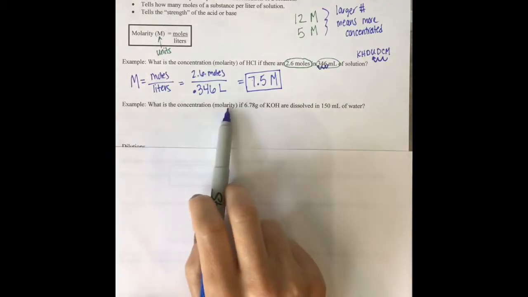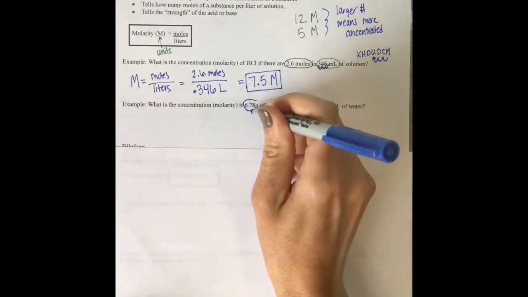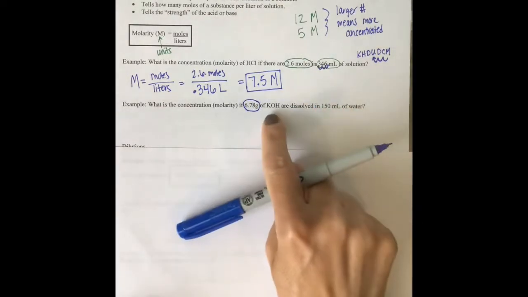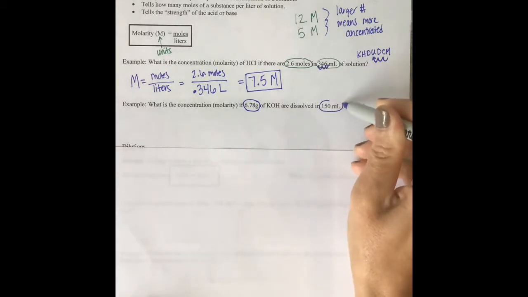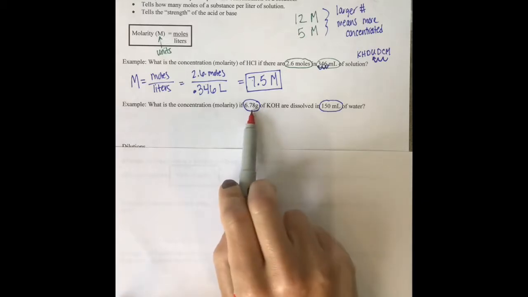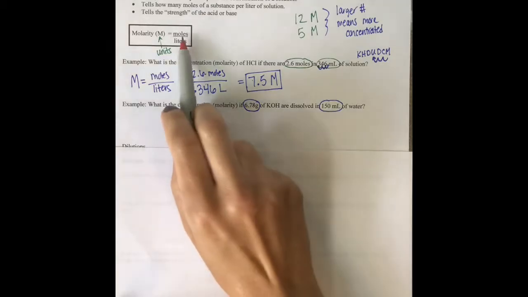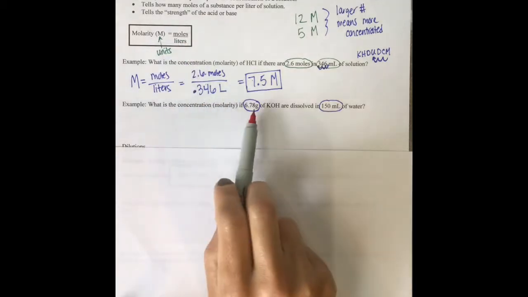Our next problem again asks us for the molarity, but this time they've given us 6.78 grams of potassium hydroxide dissolved in 150 milliliters of water. You will definitely see some problems like this as you're working through your homework where you have to first find the moles before you can use the molarity equation. Okay, so let's do that over here off to the side.